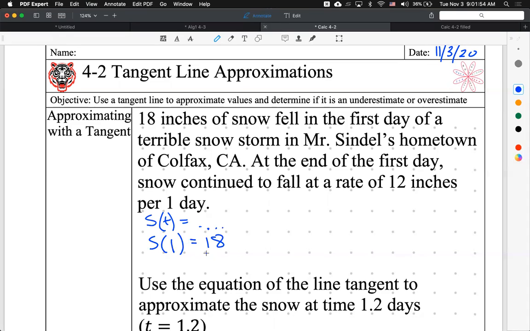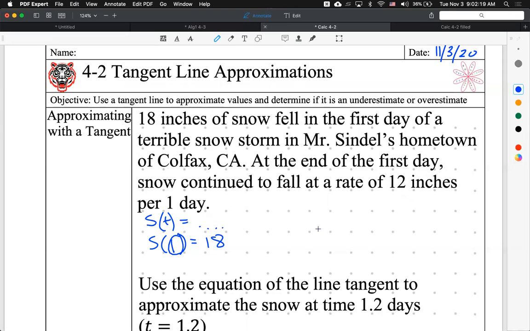So we learned point slope form yesterday. Is that right? Point slope. So we're basically ready to make the tangent line right now because we have an X coordinate, we have 1, we have a Y coordinate, we have slope, a rate of 12 inches per day. Whenever you see anything that says rate or speed or velocity, anything like that, that will always mean slope.